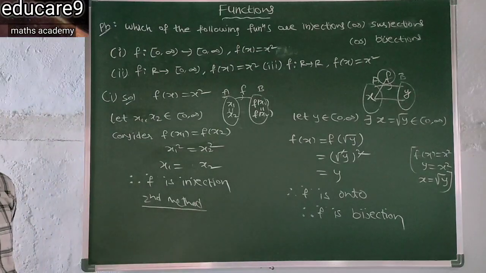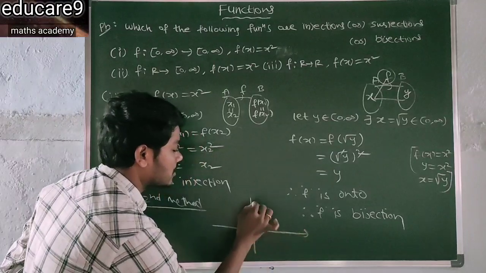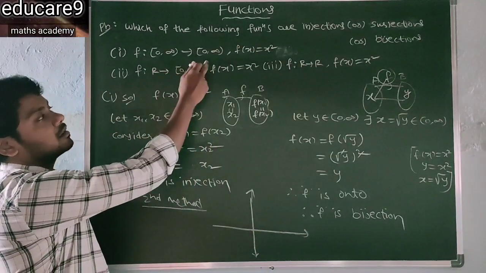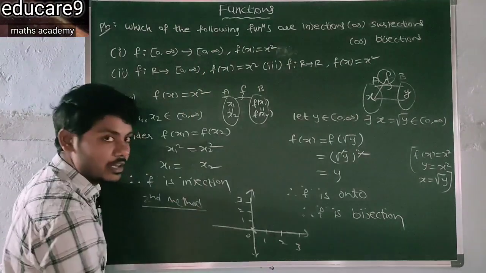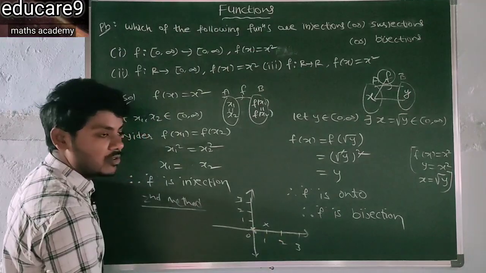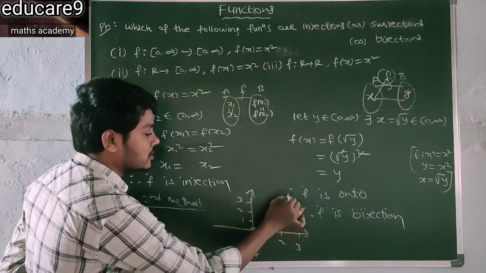So draw the graph of the given function. f of x is equal to x square. See here, x values are positive and y values are also positive. If x is equal to 0, y value is 0. If x is equal to 1, y value is 1. If x is equal to 2, y value is 4. So the graph is like this.